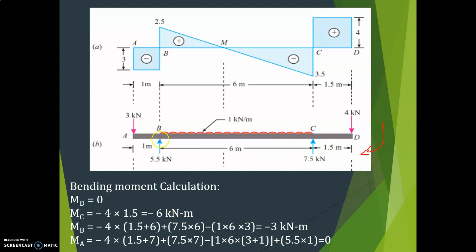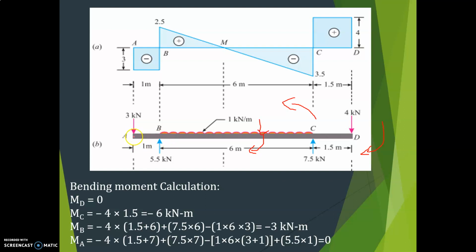Then at B, till here, what is that? Minus 4 into this distance, 6 plus 1.5. Then plus 7.5, this is acting in this direction, into 6 till B. Then minus 1, again this is acting like this, so it will move like this, 1 into 6 into half of 6, which is 3. So at B the bending moment is minus 3 kilonewton meter.